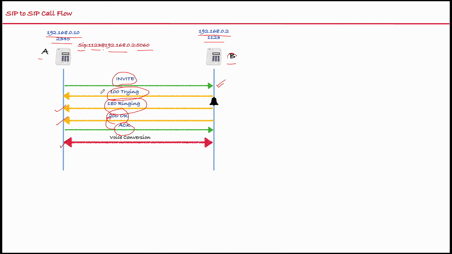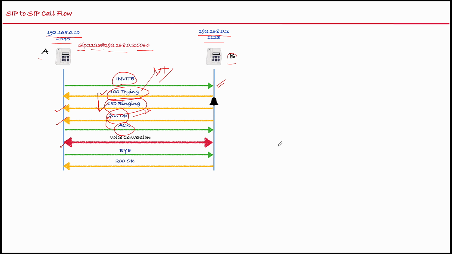If you look into the 1XX responses like 100 Trying and 180 Ringing, they do not tell us that the call is successful. They tell us that the call is in progress. That's why we call these 1XX responses call progress responses. Whereas the 200 OK tells us that the call is successful. So the 2XX responses, we call success responses.